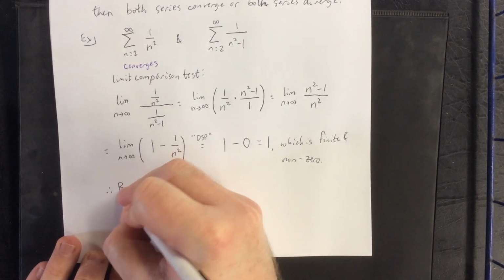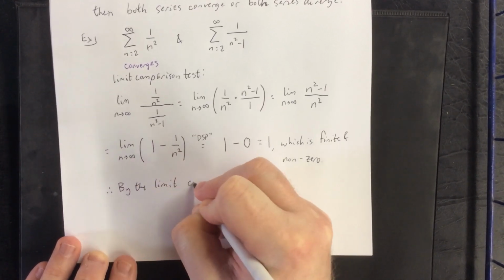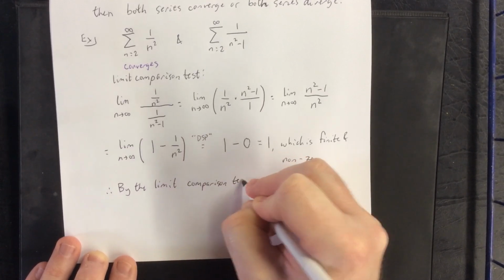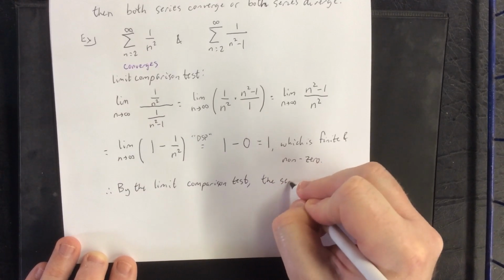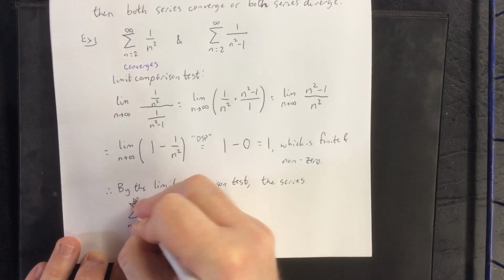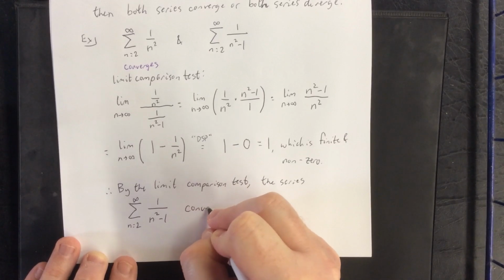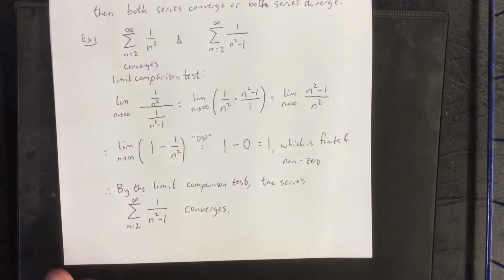Therefore, by the limit comparison test, the series from n equals 2 to infinity of 1 over n squared minus 1 converges. Try to keep that nice and uniform as far as final answers are concerned.